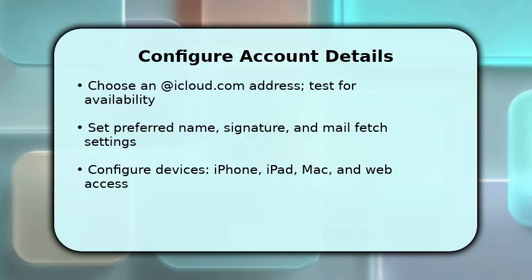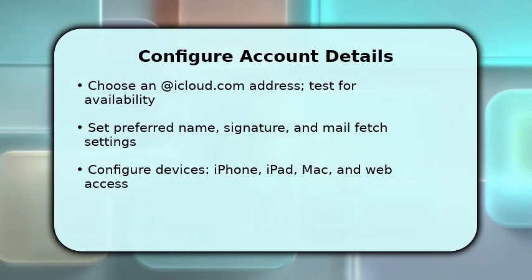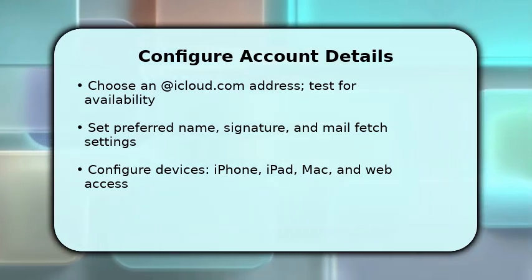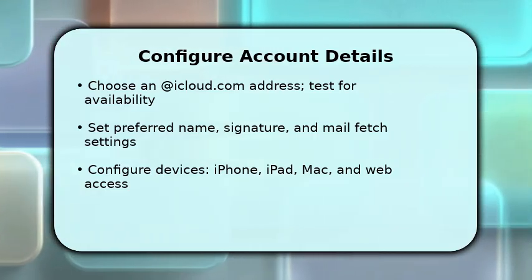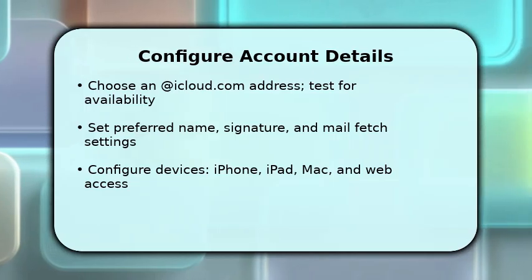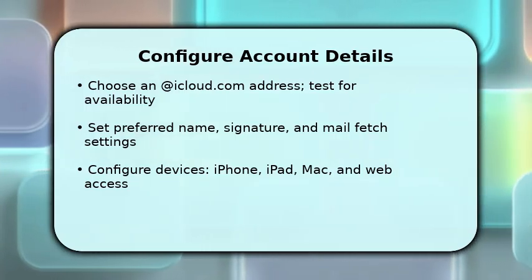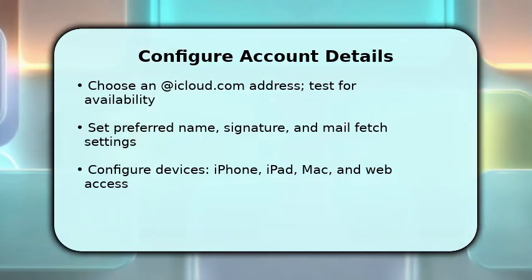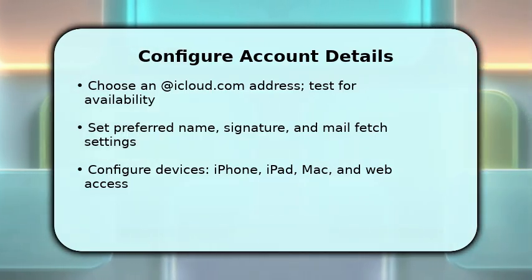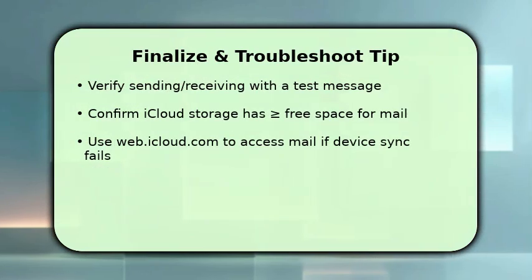Next, set your display name and signature so recipients recognize your messages. Adjust fetch and notification settings to control syncing and battery use. Make sure push is on for timely delivery. Finally, verify iCloud Mail appears in Mail apps across your devices and finish by confirming delivery and sync. Send a message from your new iCloud address and check it arrives in the inbox across devices.